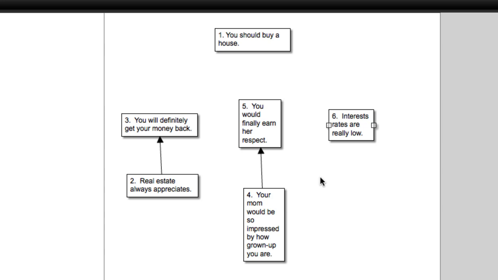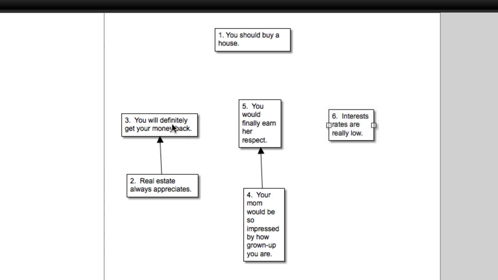It seems to me that 3, 5, and 6 are all intended to give evidence for 1. They're all reasons that you should buy a house. And they're independent from each other. Let's say 6 is falsified, right? Someone comes along and says, you know what? Actually, interest rates just jumped up really high. They were low last week, but now they're super high. Even if 6 is false, 5 and 3 can still function as evidence. You would still earn your mother's respect. You would still get your money back.